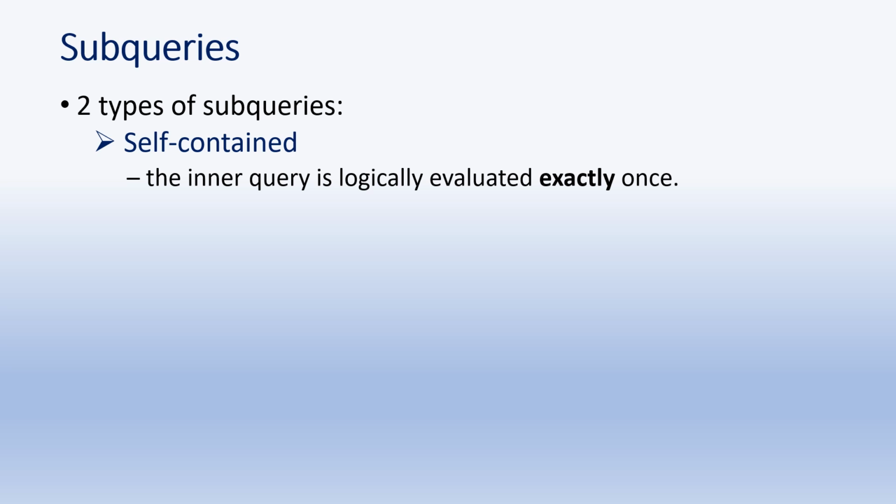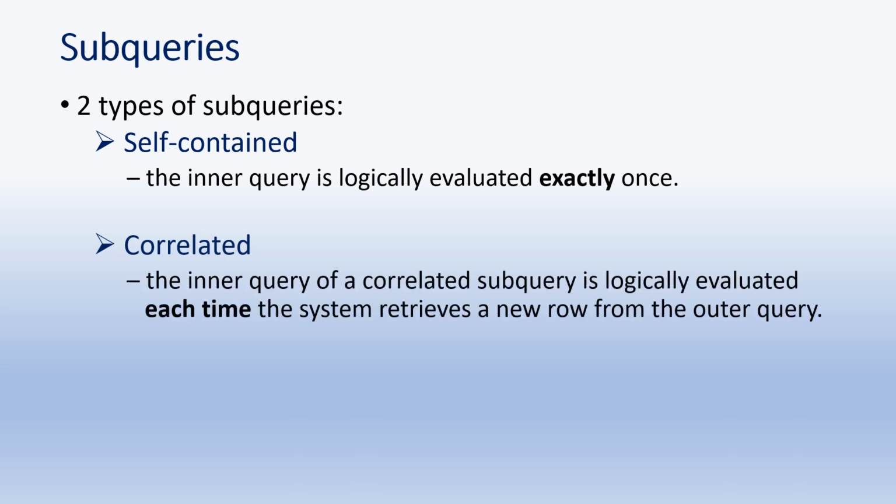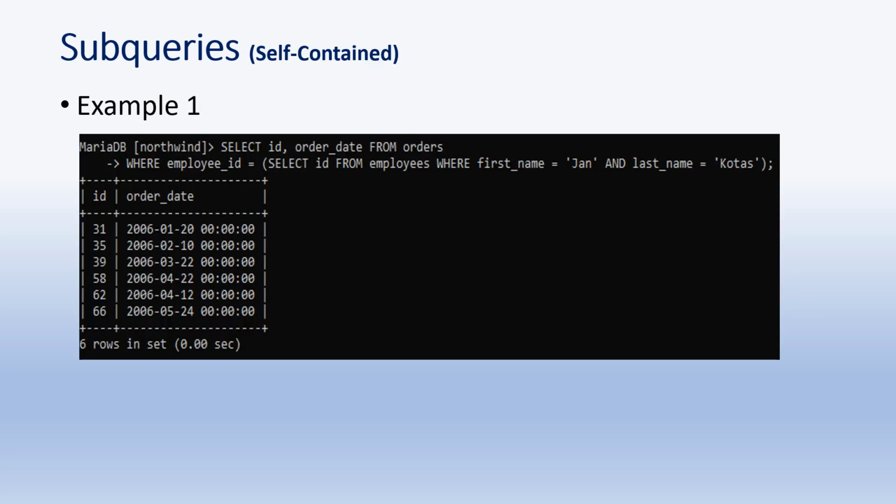So there are two types of subquery. Self-contained: the inner query is logically evaluated exactly once. Correlated: the inner query of the correlated subquery is logically evaluated each time the outer query retrieves a new row. So this is for subquery under self-contained.